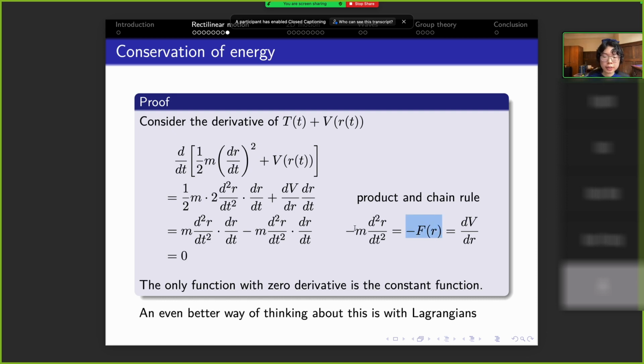And then that is going to be equal to minus mass times the second derivative of r, and this is by Newton's second law. And so it turns out that these things all cancel out, and so we get 0. And because the only function with the 0 derivative is the constant function, the energy is conserved. So this is a brilliant way of showing that the energy is conserved, because this kind of strategy works for all sorts of potential functions or force functions, as we see.